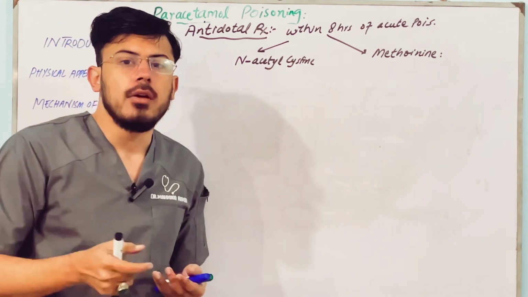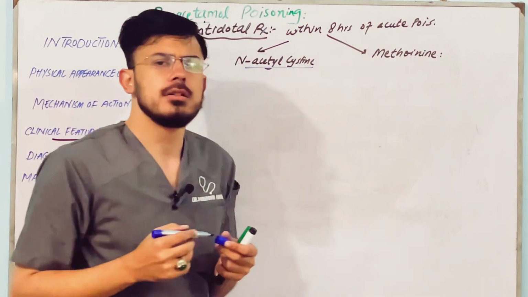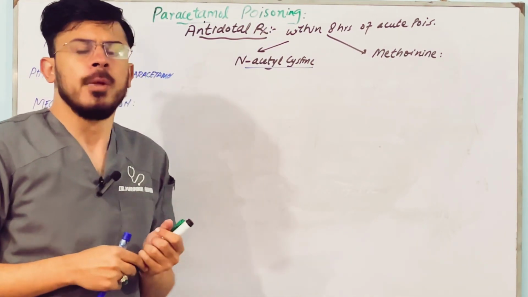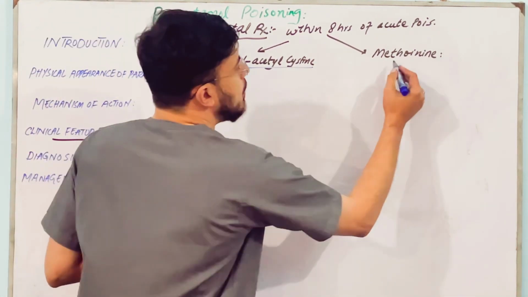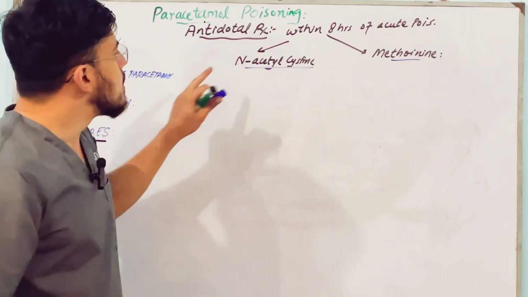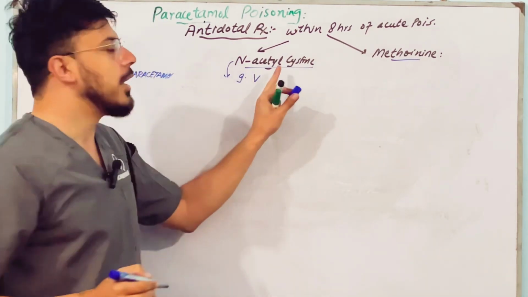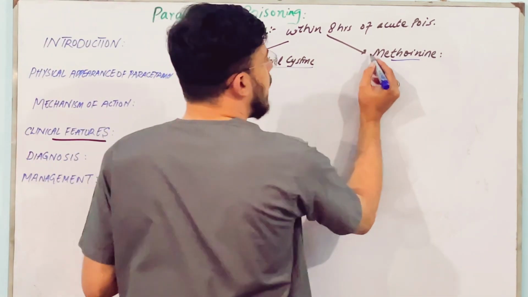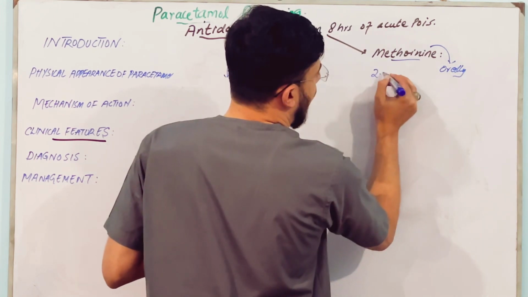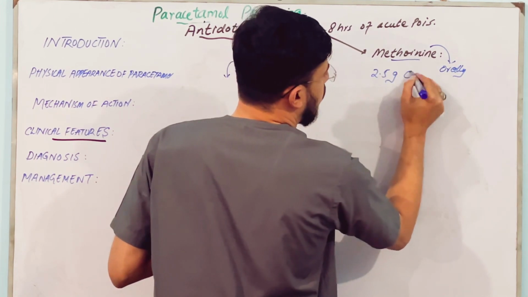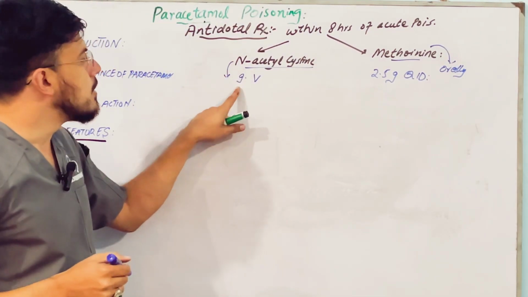So which one is the most effective? N-acetylcysteine is the most effective and is mostly given in eastern areas, like Pakistan or India, while in western countries methionine is most commonly used. N-acetylcysteine is given intravenously, while methionine is given orally at a dose of 2.5 gram QID.